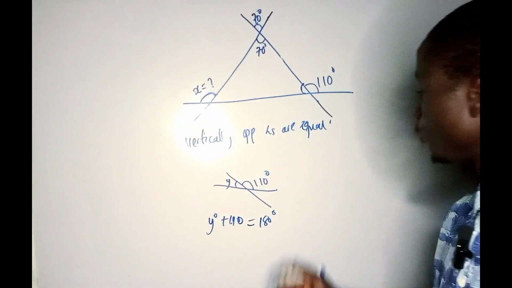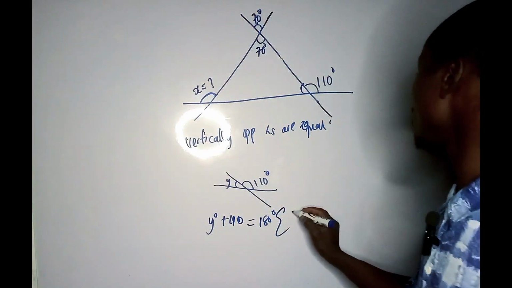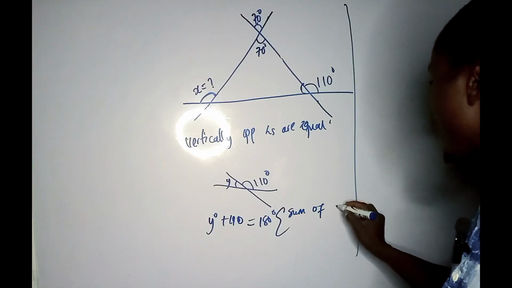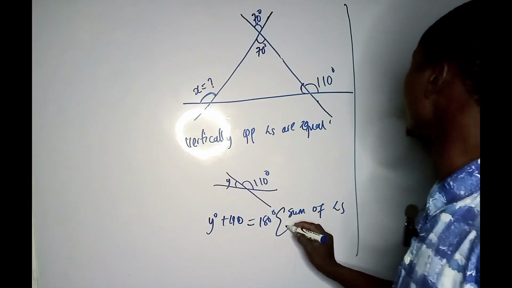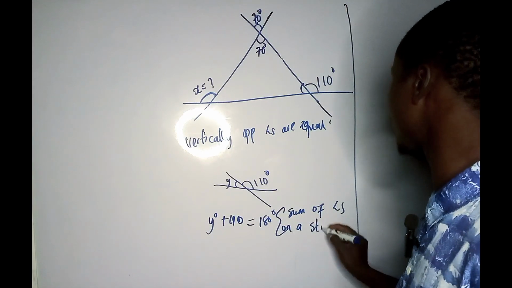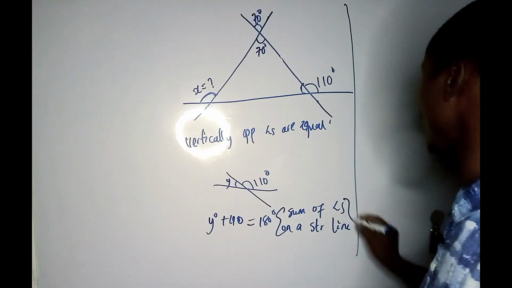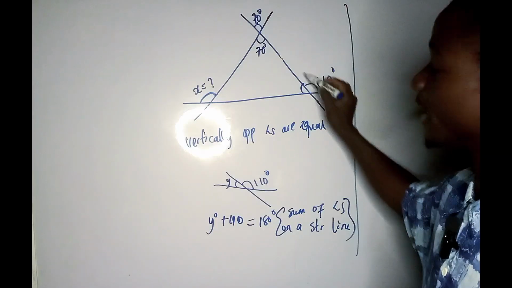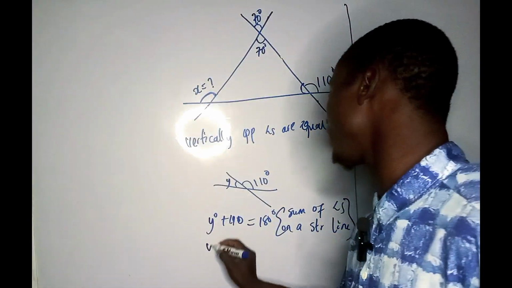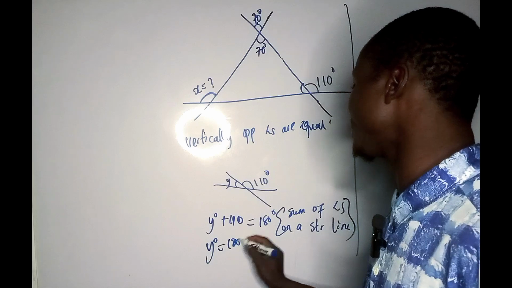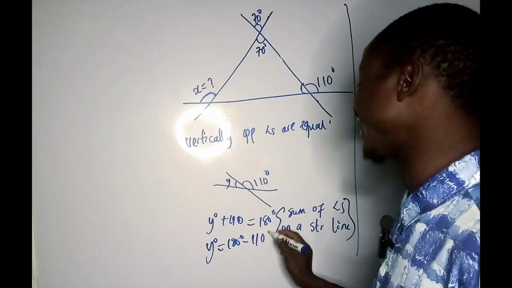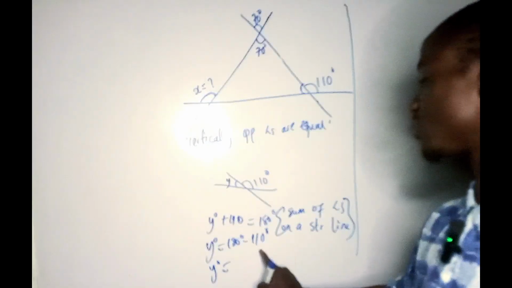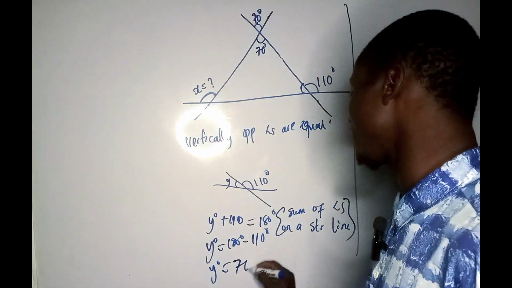Then y. We say the reason is because the sum of angles on a straight line. Mind you, this is a straight line and we have angle here and that angle here. Now, we say y degrees equals 180 degrees minus 110 degrees. So y degrees equals 180 degrees minus 110 degrees. That gives us 70 degrees.